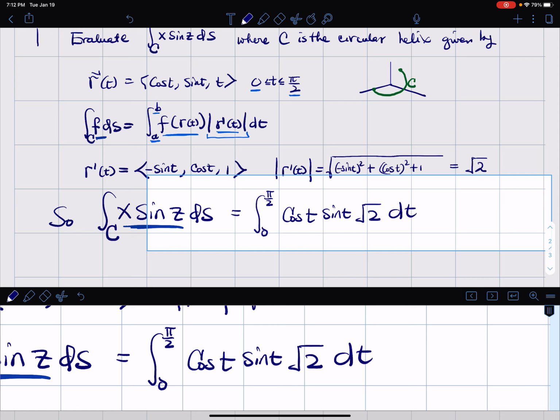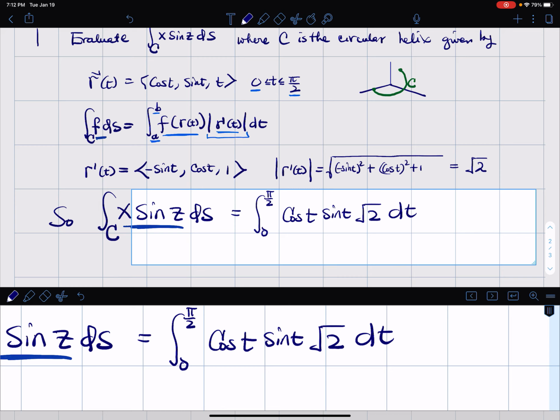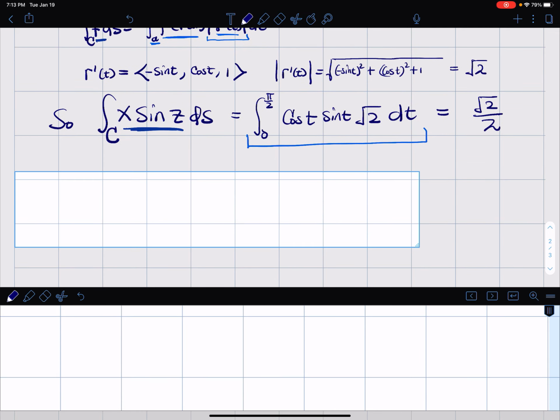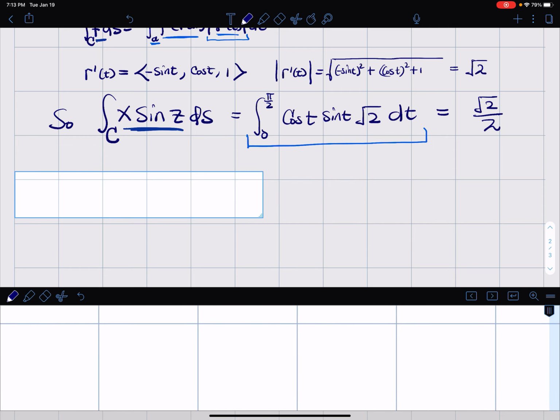All right. So this integral is something you can easily handle, so I'm not going to waste time on it. Use u substitution, make u sine t, and then you're good to go. All right. The final answer that I got is square root of 2 over 2. Okay. All right. Let's try another example.